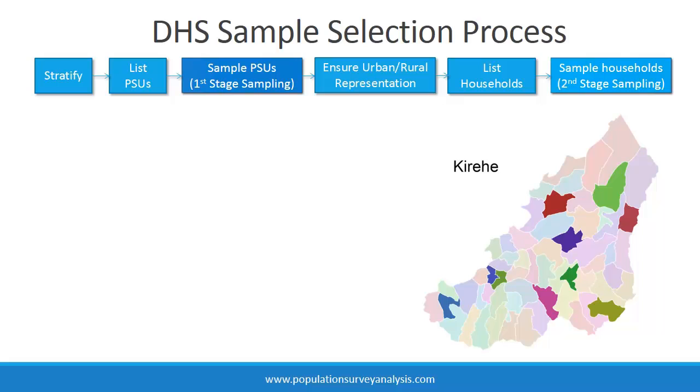Here I show a map of Karehe District. These are not actually village boundaries, they are sector boundaries, but I use the map to show how all PSUs are listed and then sampled in the first stage of sampling. The number of PSUs, or the size of the first stage sample, is often more important to the statistical power of the final sample than the total number of households or individuals sampled. I talk more about this in the lectures on survey analysis and data and summary statistics.